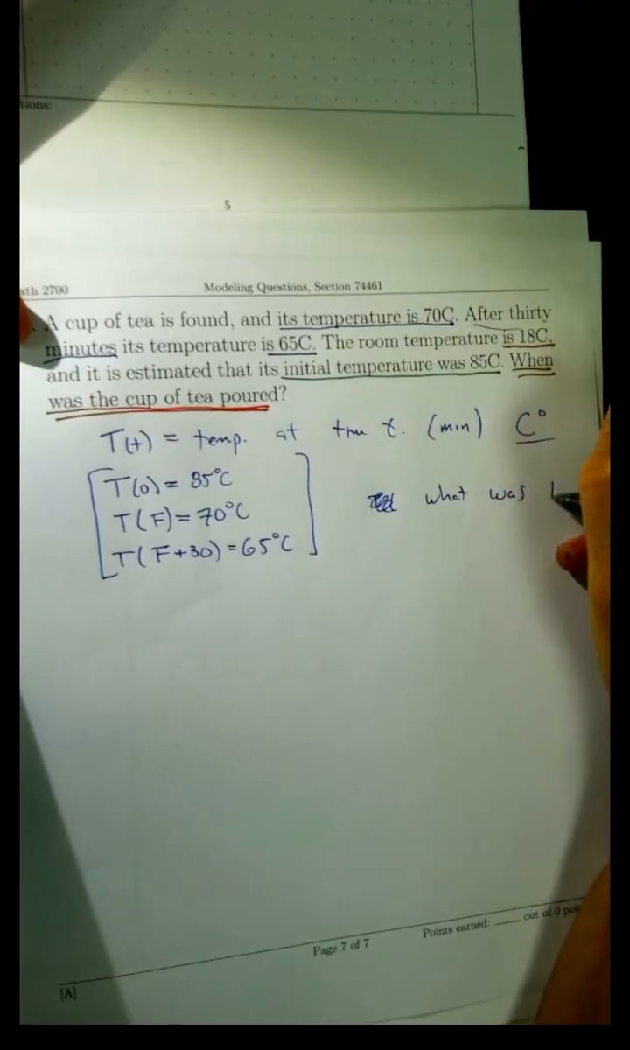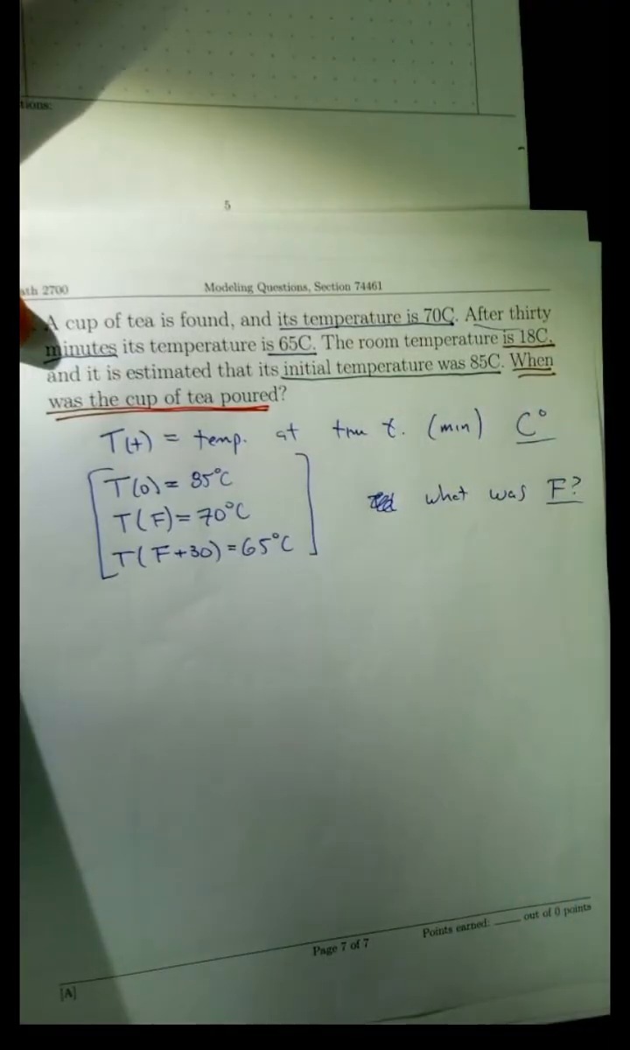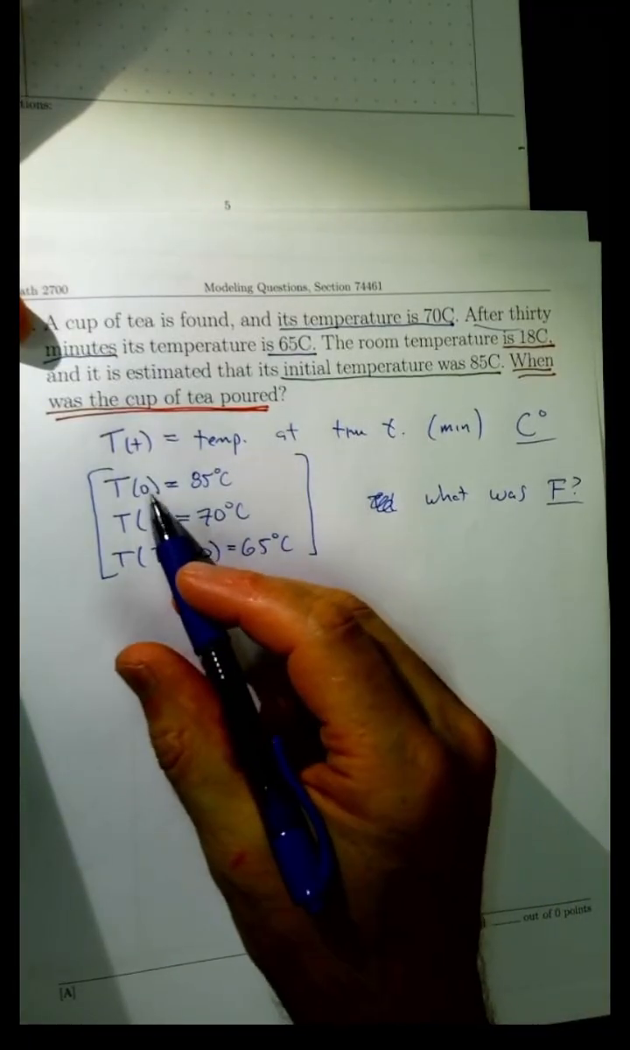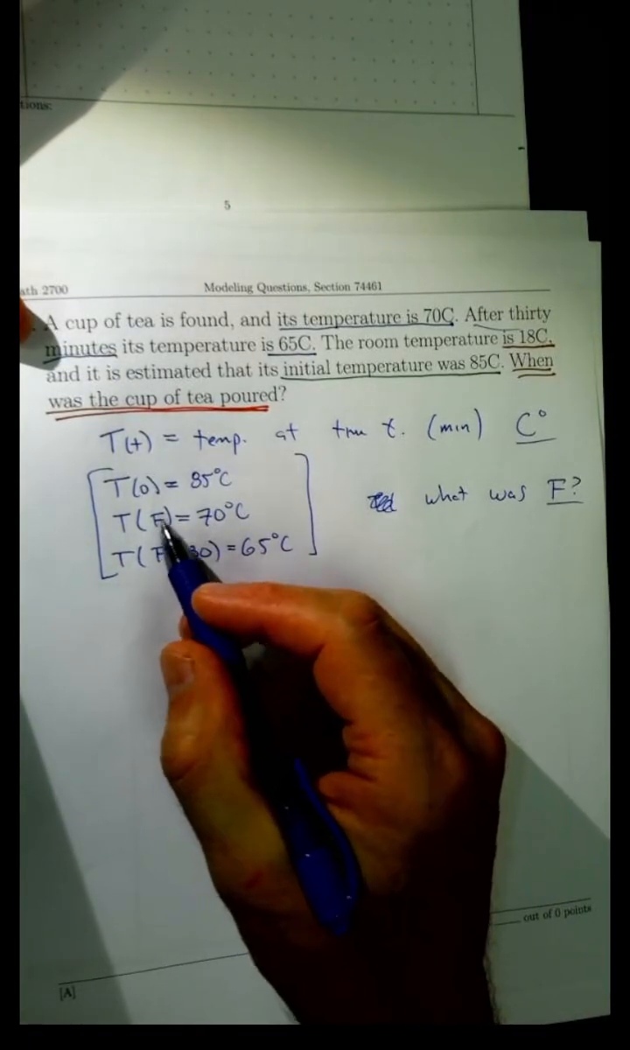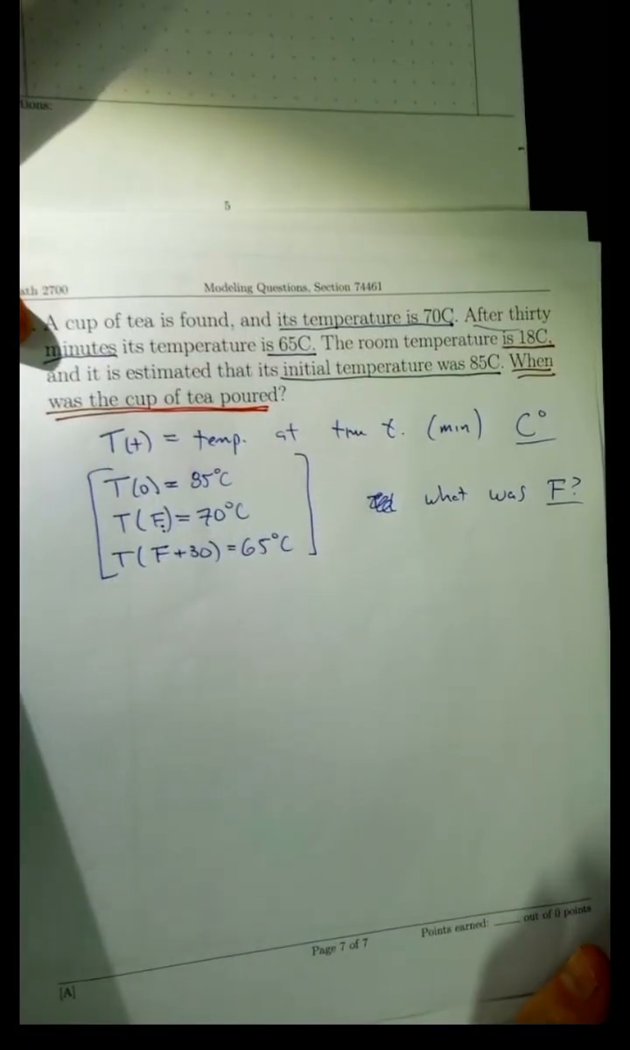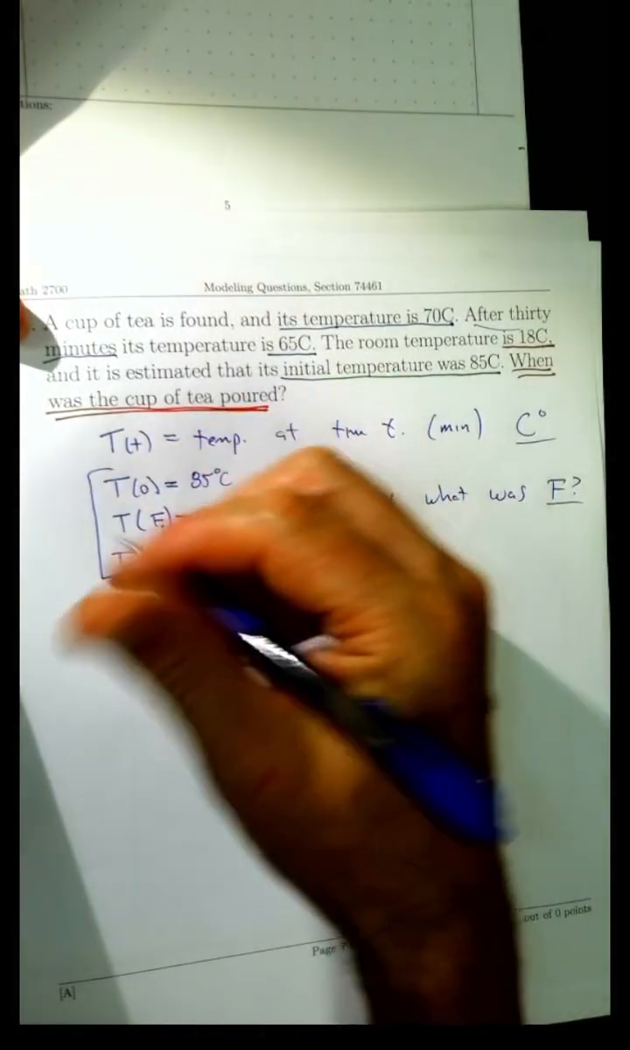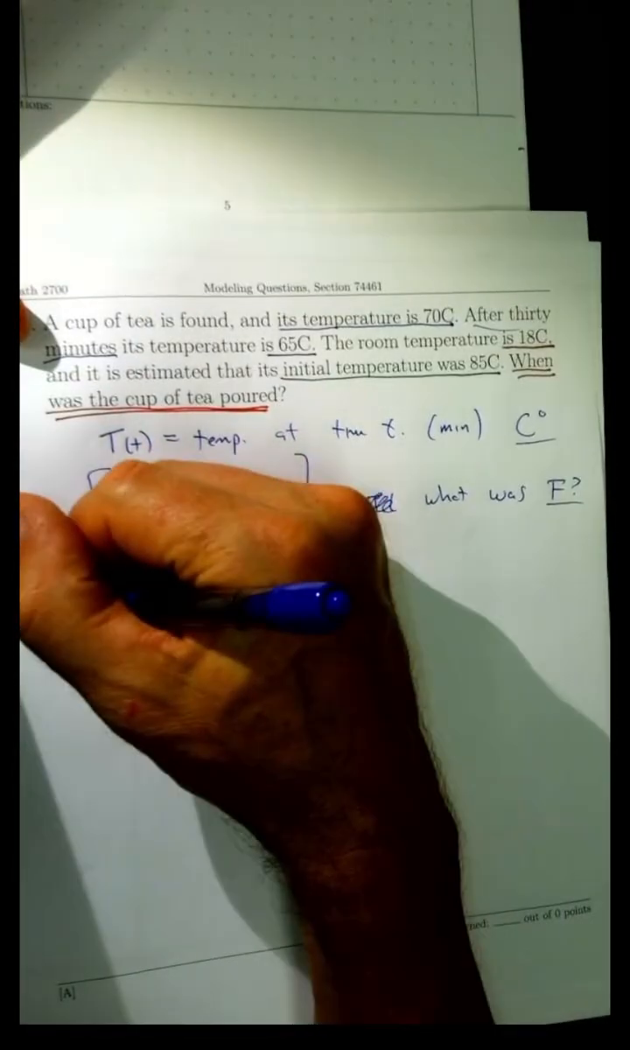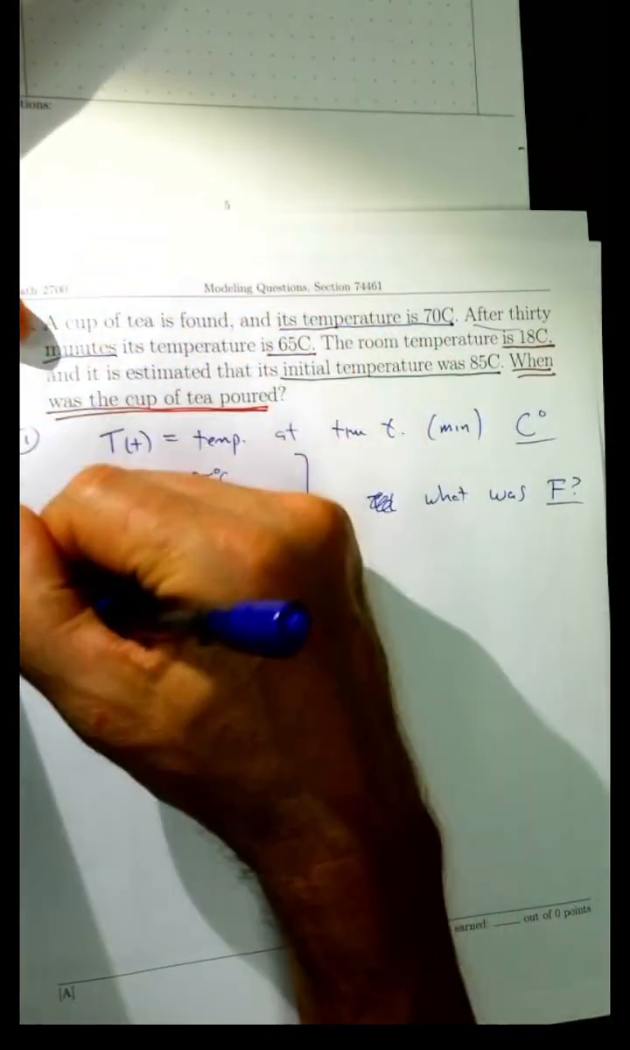And the question is, what was the found time? At what time did we find it? And we can think of this as how many minutes after it was poured we found it. All right, so now this is Newton's law of cooling. So this was step one.